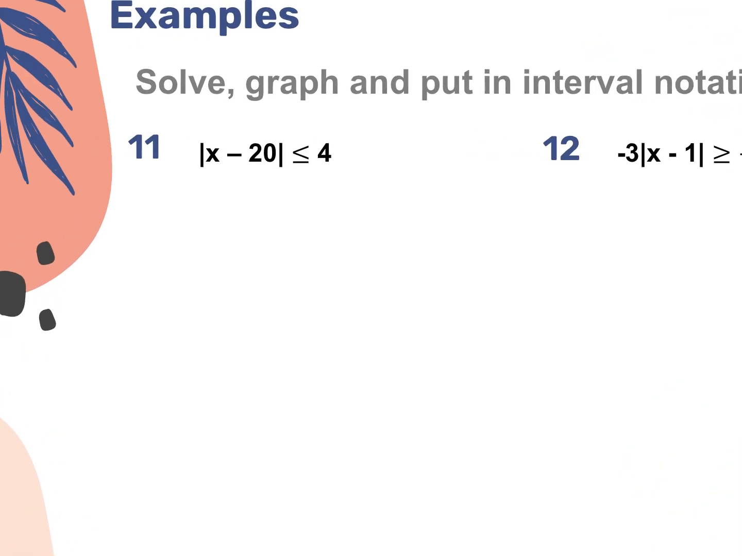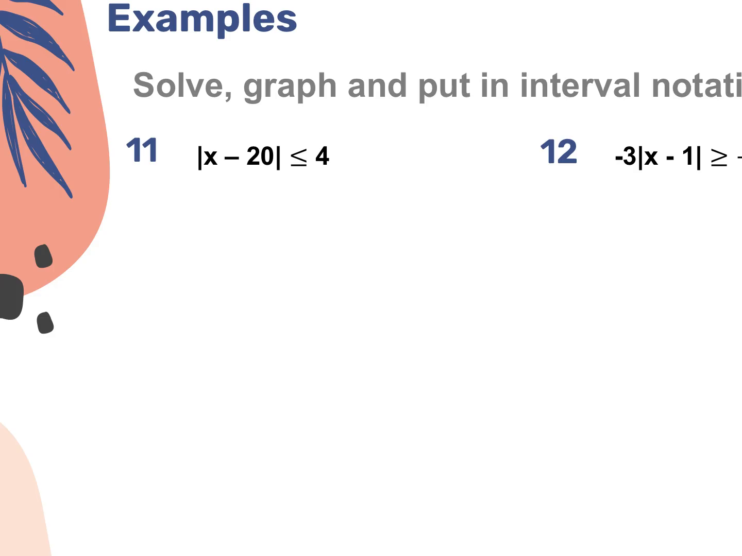All right, I have the absolute value of x minus 20 is less than or equal to 4. So this is going to be x minus 20 equals 4, and x minus 20 equals negative 4. So then I can add 20 on both sides. Add 20 on both sides. And so I get x is 24, and I get x is 16.